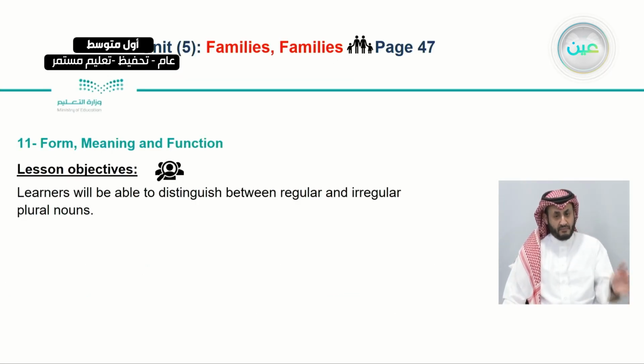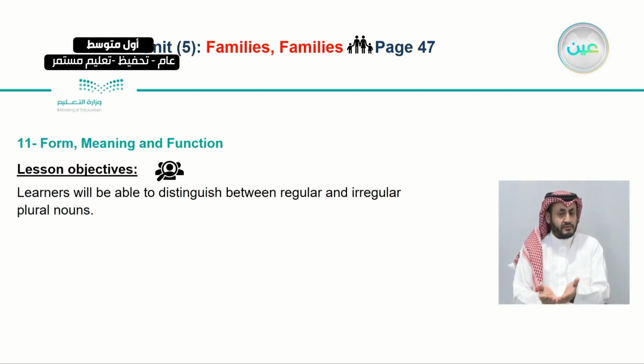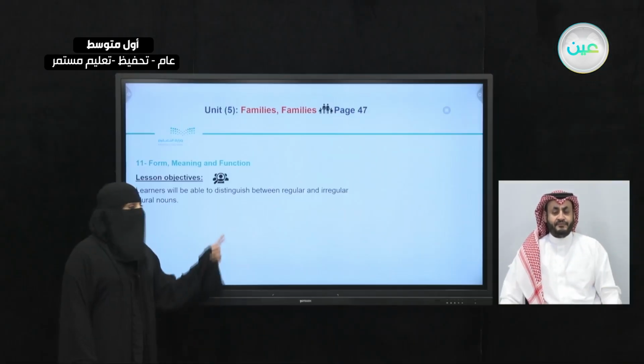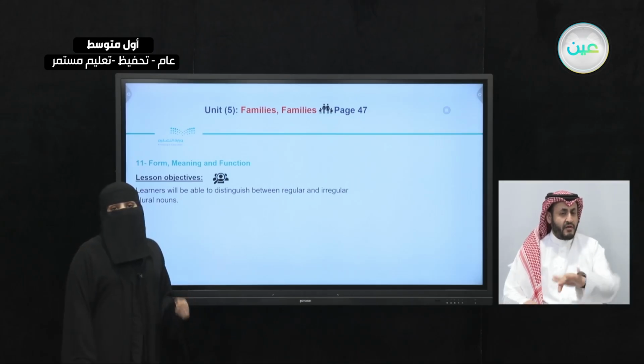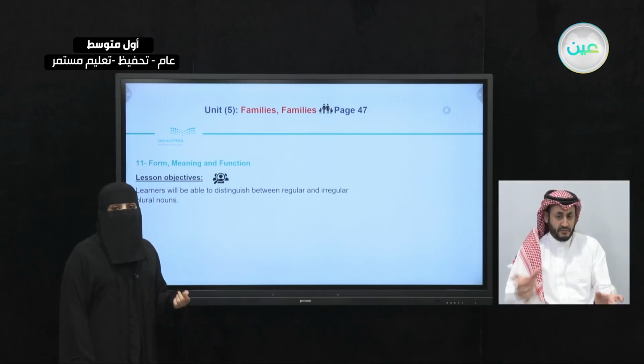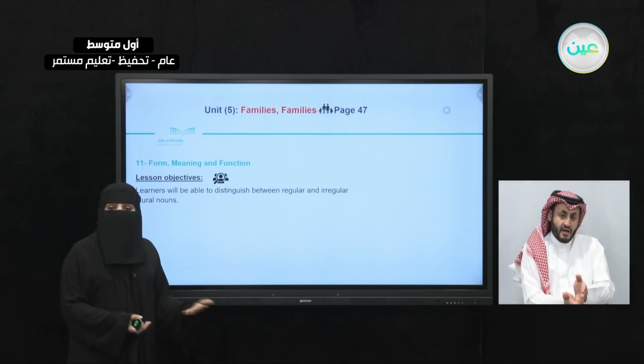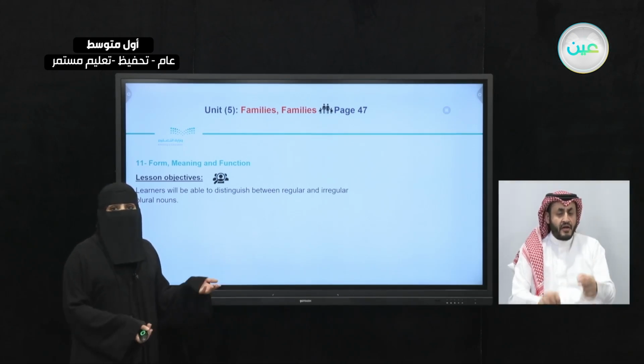In today's lesson, form, meaning and function. Lesson objectives. Learners will be able to distinguish between regular and irregular plural nouns. What does regular and irregular mean? Any ideas? Good job. I can hear you. Regular means normal. Irregular, abnormal, or they have a special case.